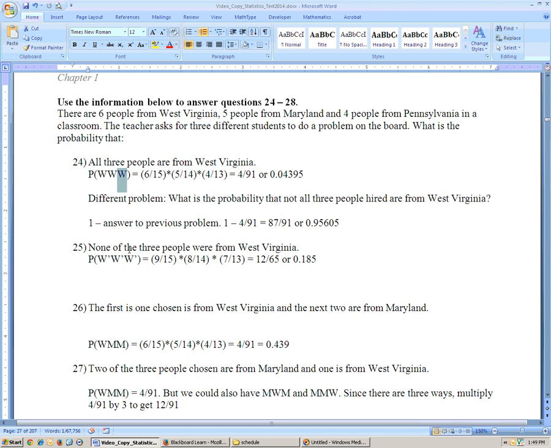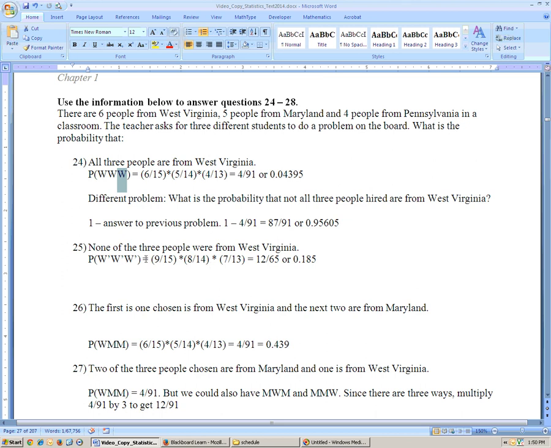Now this problem is in your book. It says none of the 3 people were from West Virginia. That sounds a lot like this problem I added, but it actually is different. None of the 3 people from West Virginia means that not one person can be from West Virginia. So all 3 people here have to be different than West Virginia. Now up here, not all 3 people hired are from West Virginia means that one or even 2 of the 3 people could be from West Virginia. So for example, West Virginia, Maryland would count in here, whereas here West Virginia, Maryland would not count.